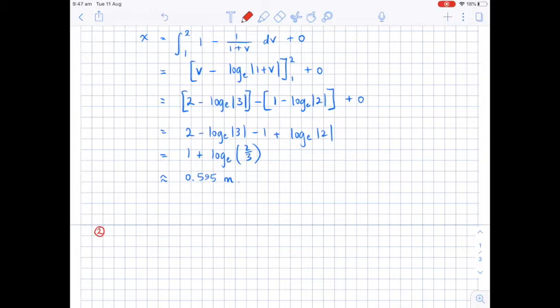So example 2, and the key information I have is that acceleration is equal to e to the x plus 1, and I know that x is greater than or equal to 0. We also know that x is equal to 0 when v equals 1, so we've got an initial condition, and we want to find the value of v, so find the velocity when x equals 1.